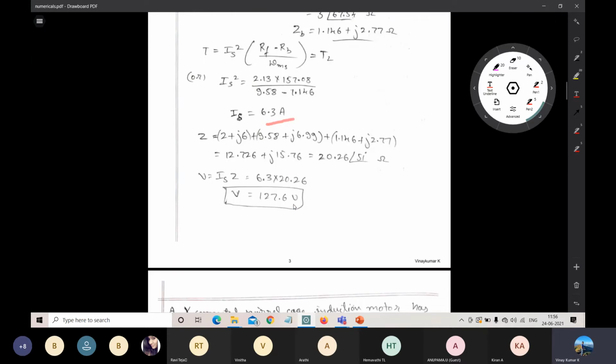And similarly, we have to calculate Z because we know the formula, Ohm's law. So what is the Ohm's law? The amount of current that is flowing through any resistive circuit will depend upon the voltage values. So I is equals to V by R or else V by Z. So V is equals to I into Z.